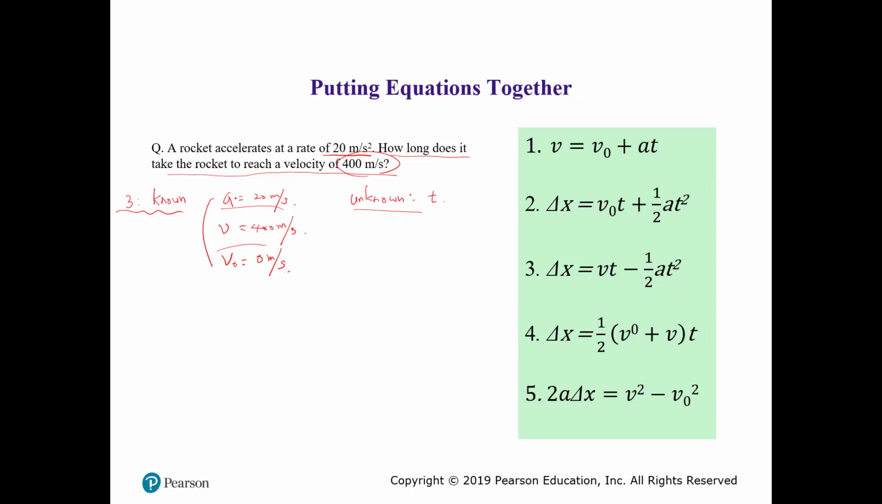So now you see, okay, I have V final, V initial, and I'm looking for T. So what is the missing variable here? Delta x is missing. So then you have to find the equation that doesn't have a delta x. So this is equation number 1. Now you just insert the numbers. V final, they said, is 400, equals V initial, which was 0, plus acceleration, they said 20, times t. So t is what you're looking for. So now you see t is going to be 20 seconds, right?